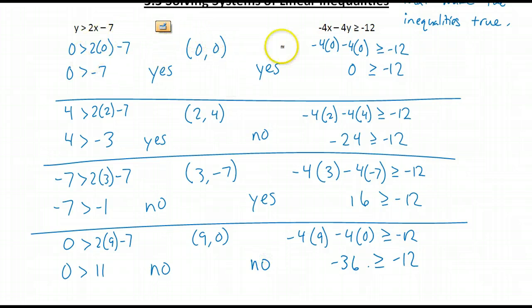So if I'm looking for the points that make both inequalities true, there are some points that make neither inequality true, some that make one inequality but not the other, and some that make both. So what I'm looking for is all of the ordered pairs that make both inequalities true. If you remember, a linear inequality has an infinite number of solutions. To show all of those solutions, we're going to use a graph.